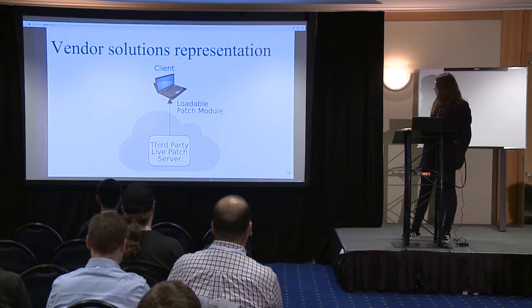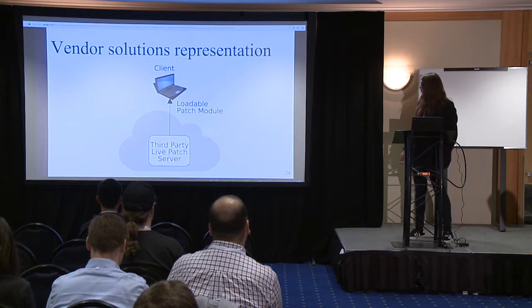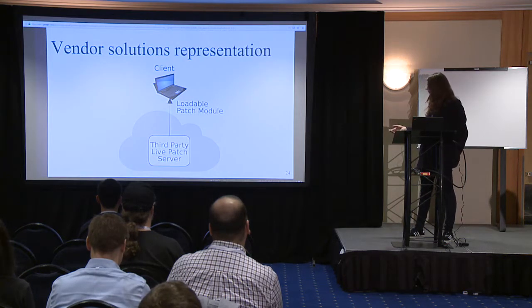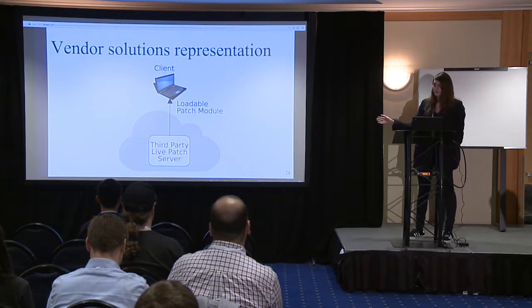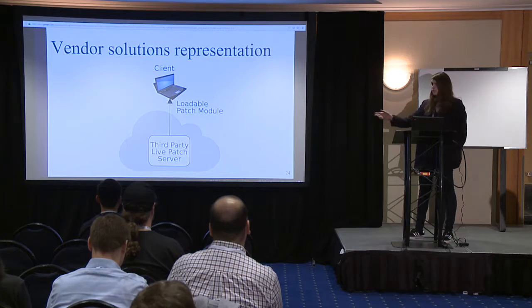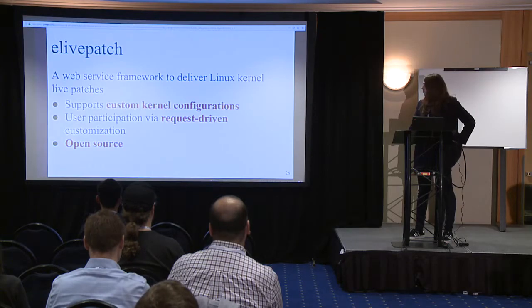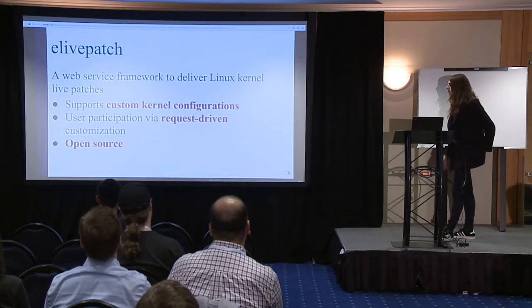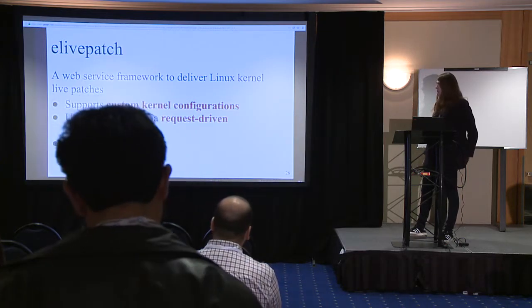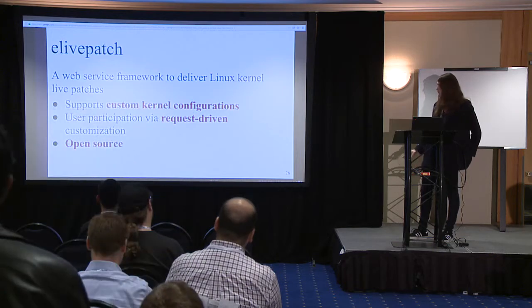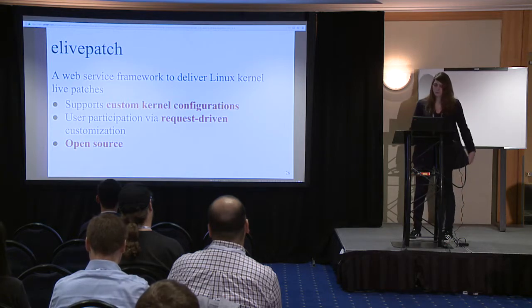In such a solution, you have a developer that is making the Elivepatch patch and sending it to a server that will distribute the patch, the Elivepatch object, to the various machines that need it. So our solution is to support different kernel configurations and to support also a patch sent by the client, and we release the system as open source.